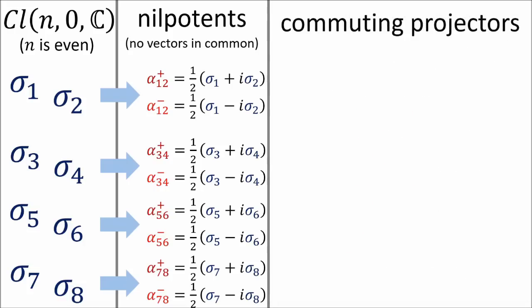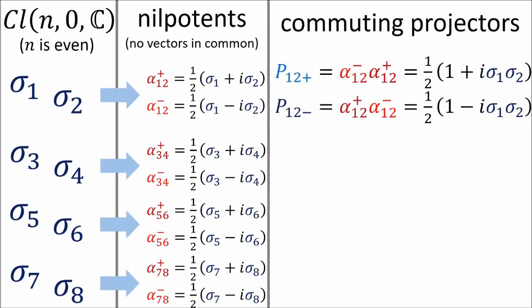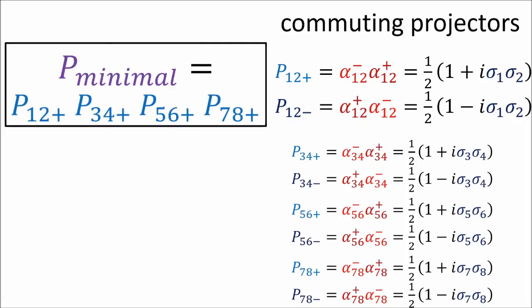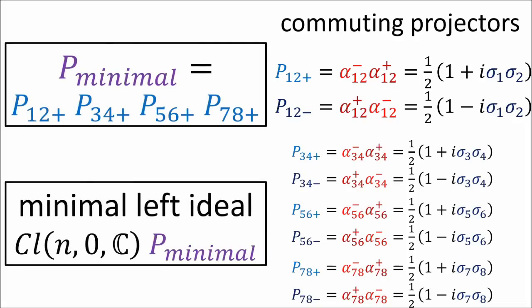We use all our nilpotents to build projectors, and we multiply all our projectors together to get a minimal projector, which gives us a minimal left ideal, which is where spinors live.